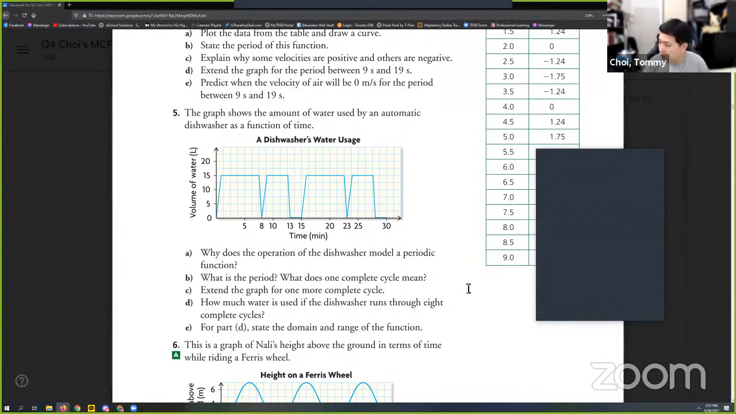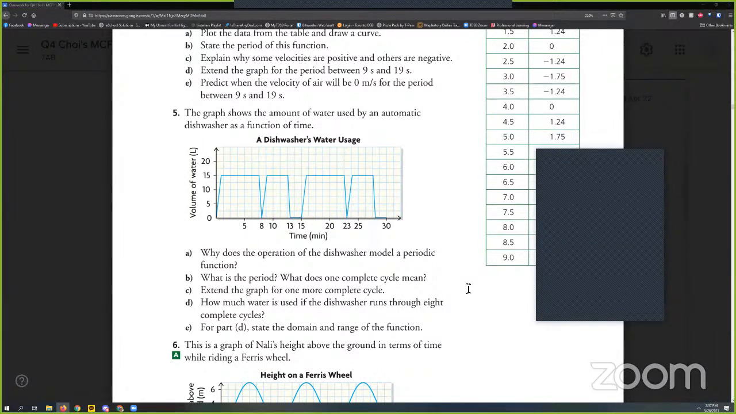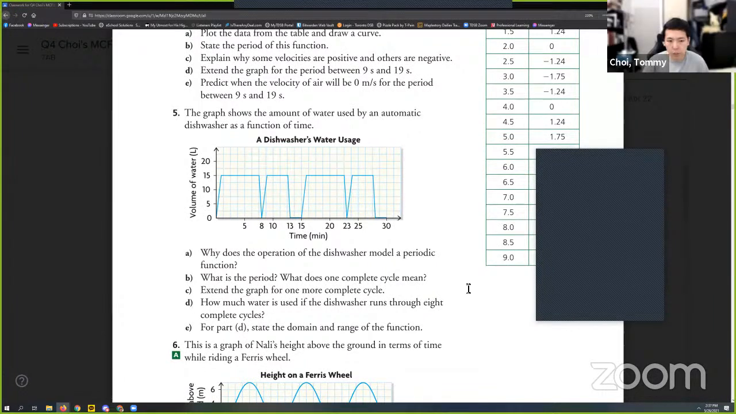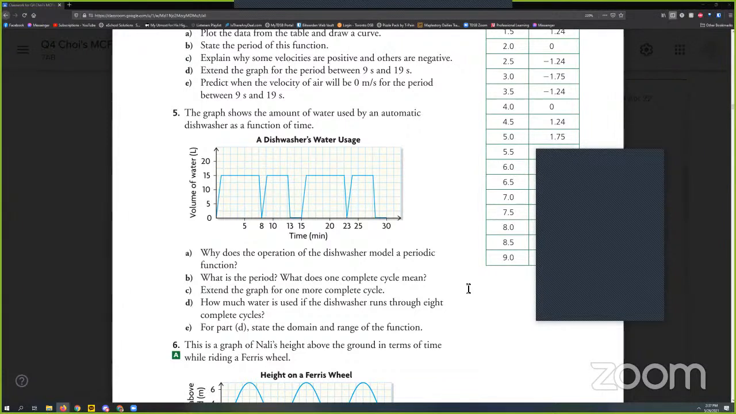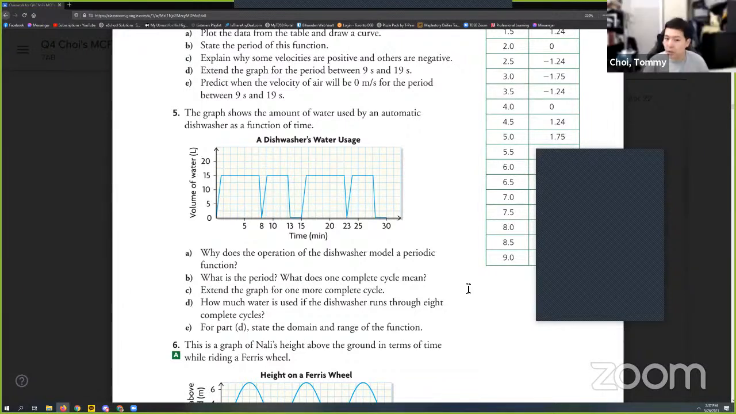Let's just jump right into part B. What's the period? Is it 3 minutes? The period is not 3 minutes. That would be way too short. 8 minutes? No, 8 minutes is still too short. 13? 15 is correct. 15 minutes is what you're looking for.